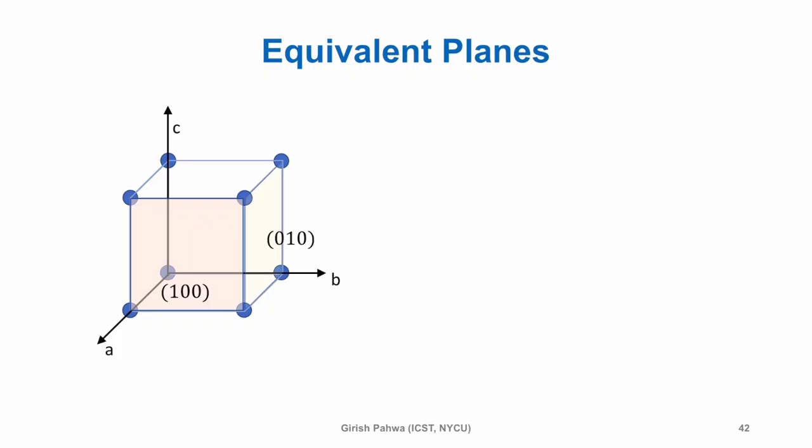So this is an equivalent plane. Now, what is an equivalent plane? All these three are equivalent planes. They are not parallel to each other, but they are still equivalent. Can you think why?